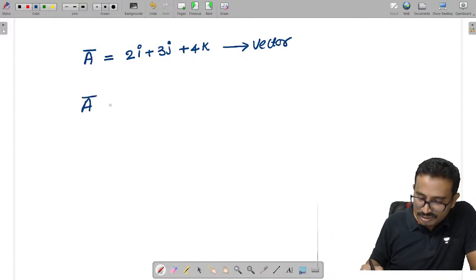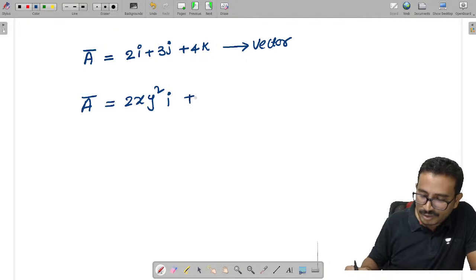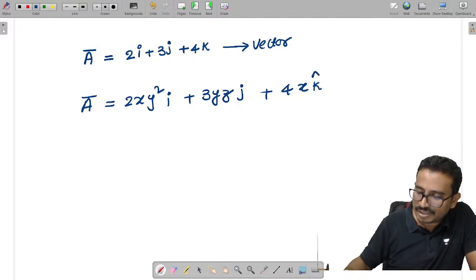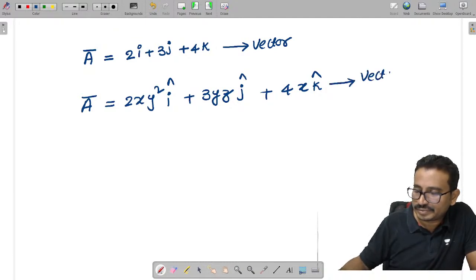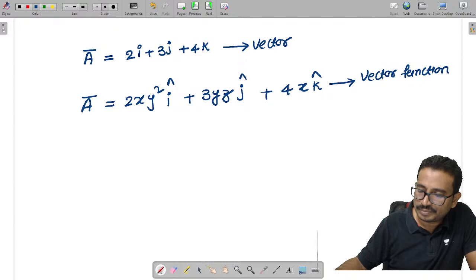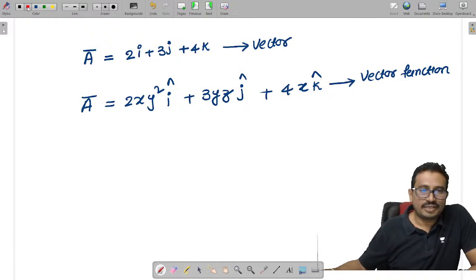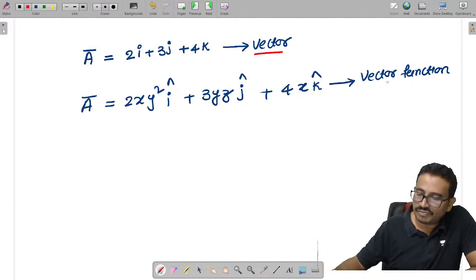If I have given A is equal to 2xy square into i cap plus 3yz, randomly I am taking, into j cap plus 4x into k cap. If we have it like this, then this is called a vector function. Is it fine now? This is the difference between a vector and a vector function.